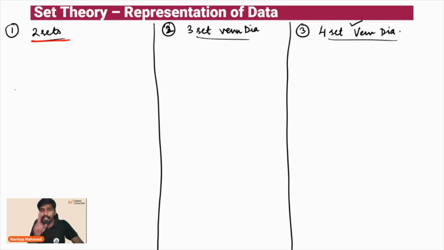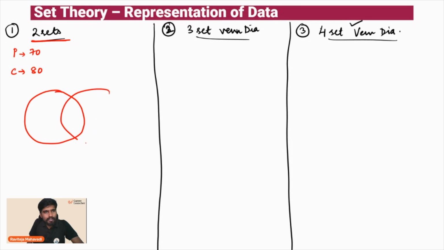So if there are two sets in a question, let us say in a class of 100 students, physics is taken by 70 students and chemistry is taken by 80 students. So I'll draw two circles like this. The first circle represents physics and the second circle represents chemistry. I know the total number of people in physics is 70, and in chemistry is 80.